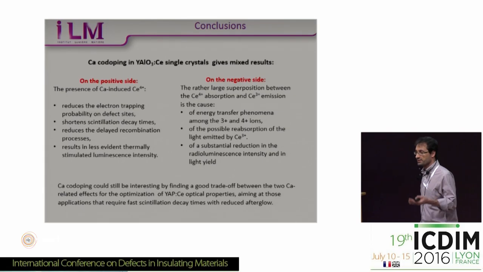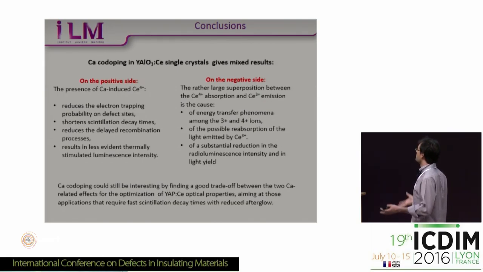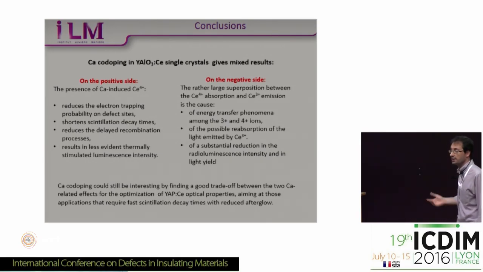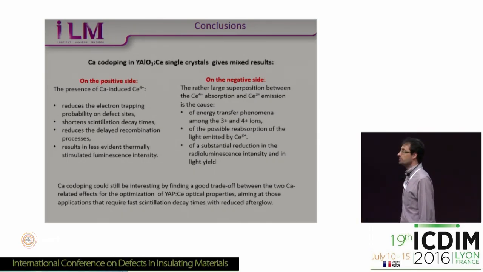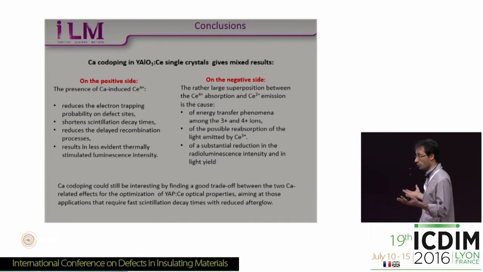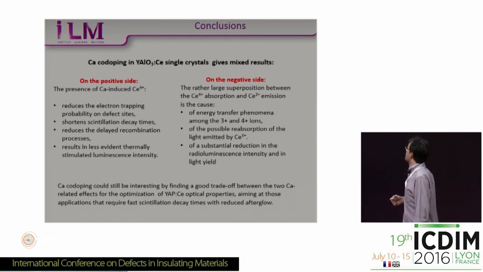On the good side, the presence of calcium and cerium 4+ reduces the electron trapping probability on defect sites. This is the cause of a shortened scintillation decay time and reduces the delayed recombination processes. So this also results in a less evident thermally stimulated luminescence intensity. On the bad side, the large superposition between cerium 4+ absorption and cerium 3+ emission is the cause of energy transfer between these two ions and possible reabsorption of the cerium 3+ light. And this, in the end, results in a substantial reduction in the radioluminescence intensity and in light yield.